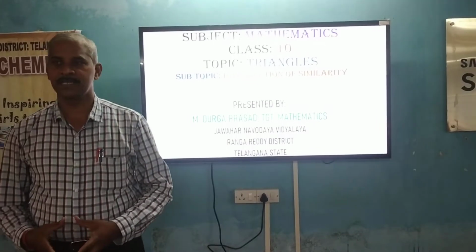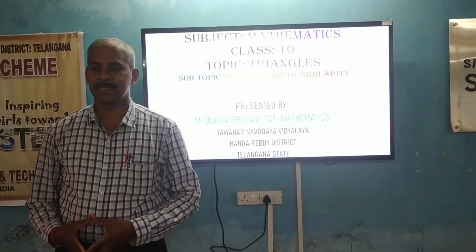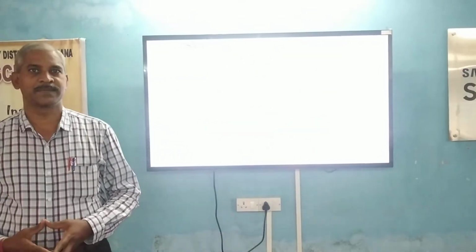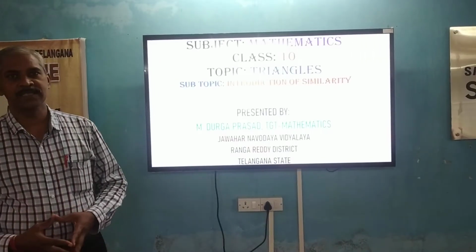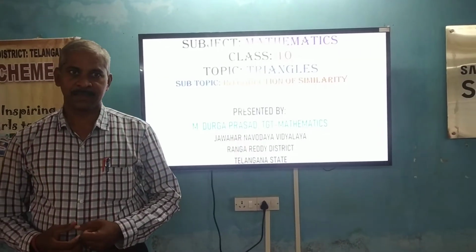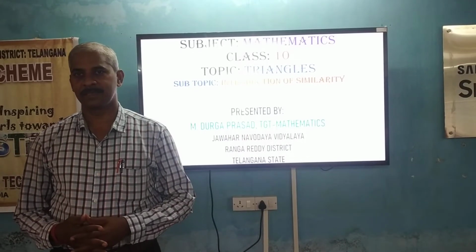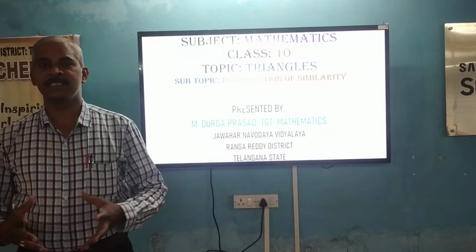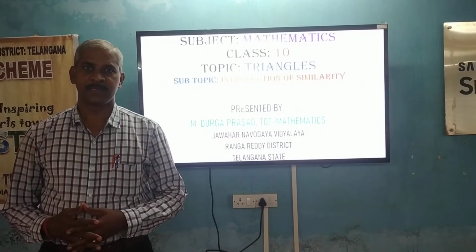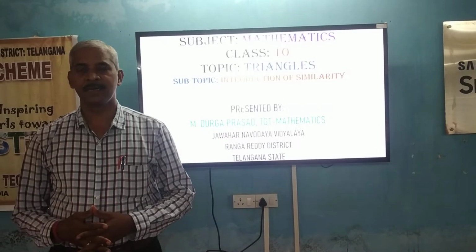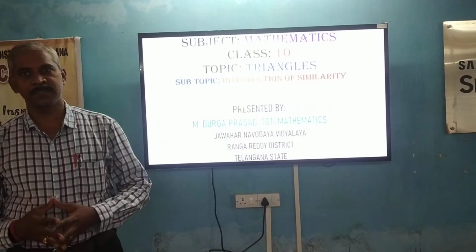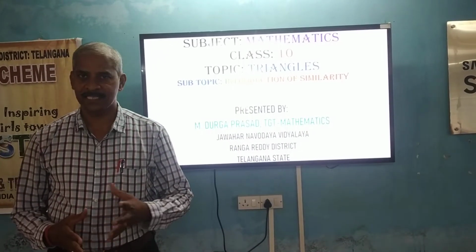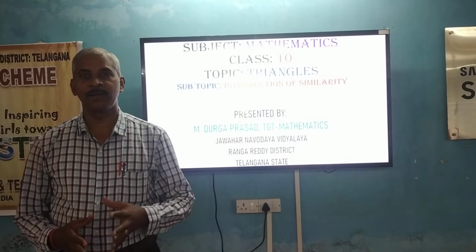Today we are going to discuss a new concept in the topic Triangles of class 10. That new topic is similarity. When you were in class 9, we discussed congruency. What is congruency? Coming to the geometry part, congruency means two shapes or two figures which have the same shape and size. They are called congruent figures.